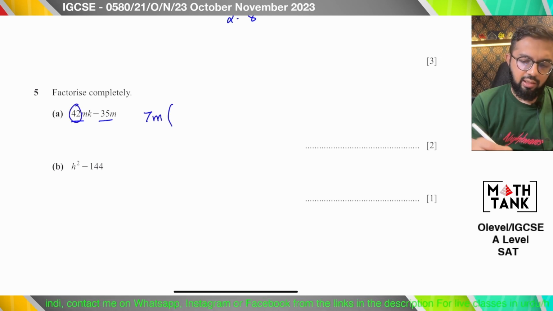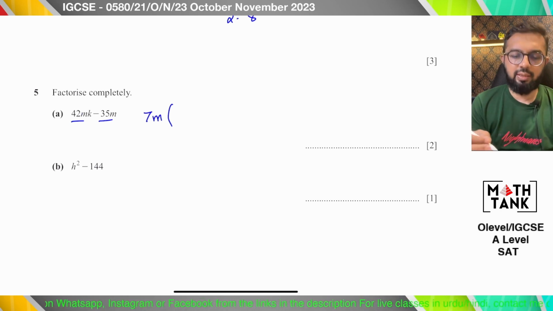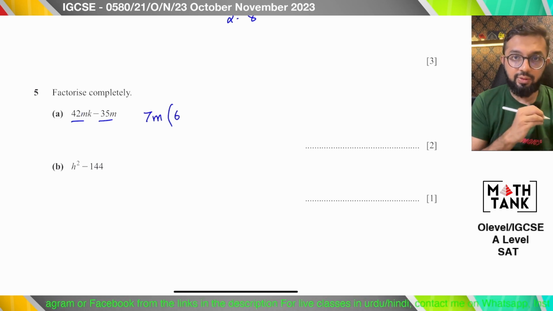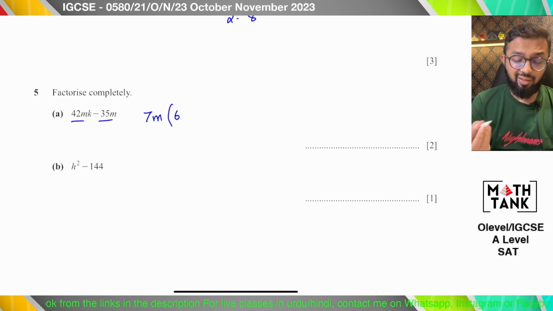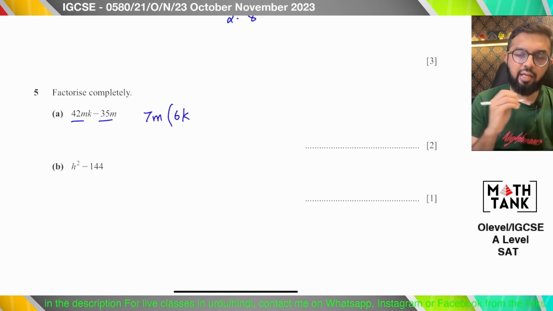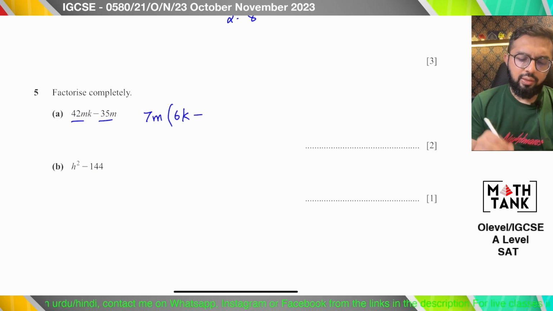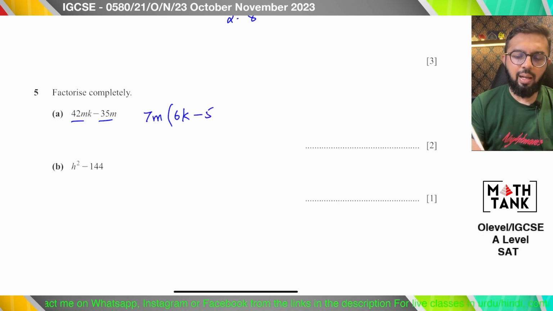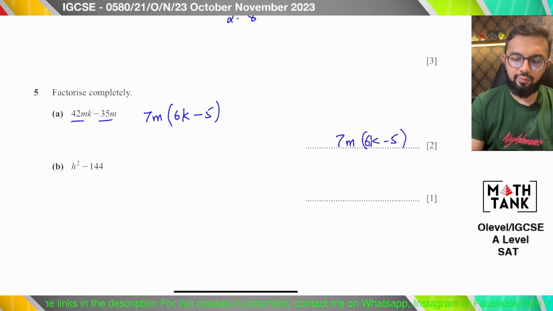If I take a 7 common, you basically divide by 7. So 42 divided by 7, I'm left with 6. M divided by m leaves me with 1, so nothing left there. And k is not common, so k should come up inside. Okay. Then 35 divided by 7 is 5. M came out as common, so I have 7m(6k minus 5).